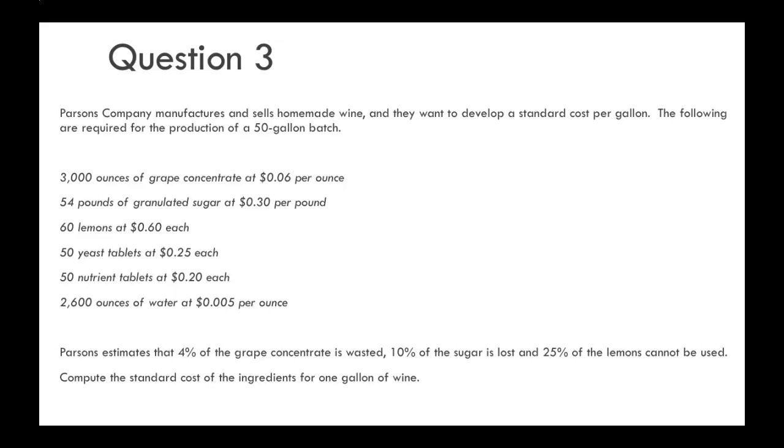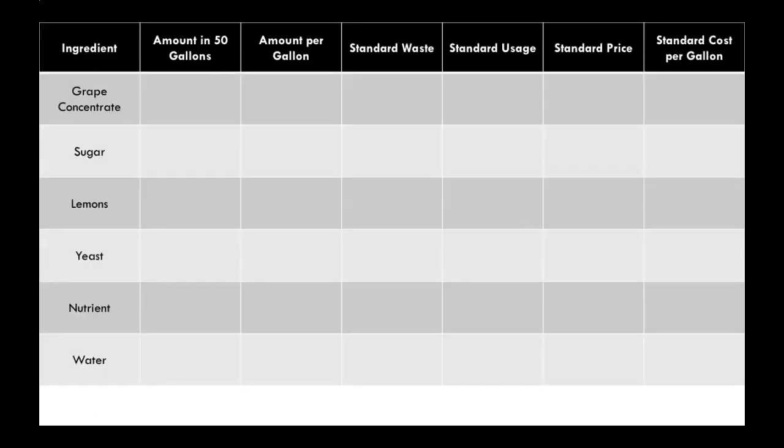So what we're doing is we're taking the recipe for a 50-gallon batch of wine, and we're trying to figure out, okay, what could we expect 1 gallon of wine to cost? So how are we going to do this? Well, we make this table. So we need to list out all of our ingredients. So we have grape concentrate, sugar, lemons, yeast, nutrient tablets, and water.